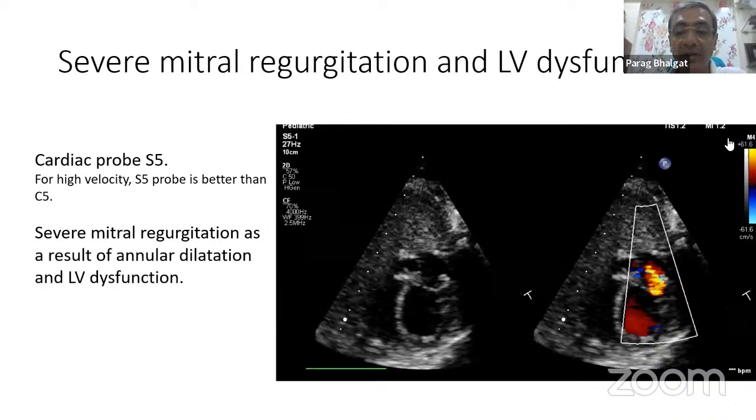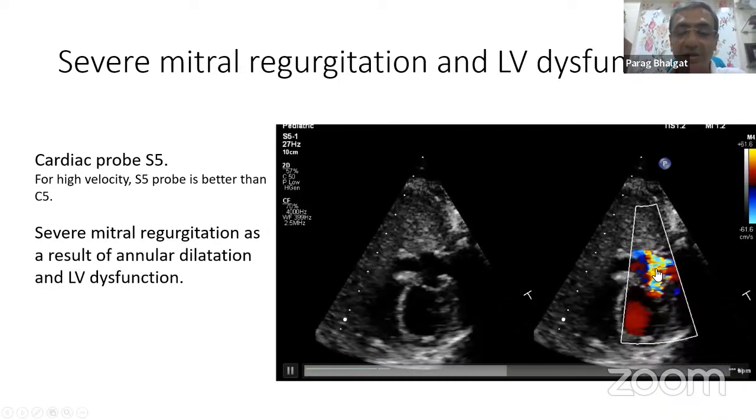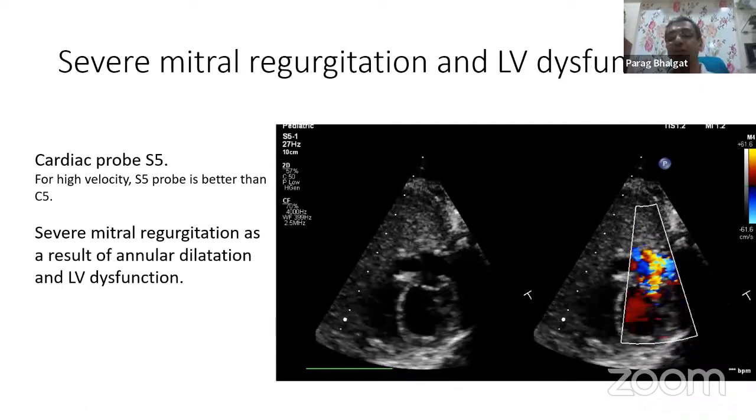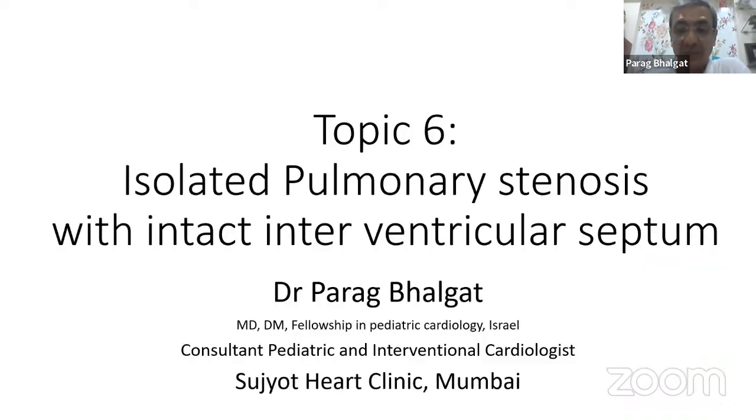This is a color Doppler. Appreciate the severe mitral regurgitation. This is the mitral regurgitation. Yet this is again with the S5 cardiac probe, not with the C5 probe. LV dysfunction. Now, this is how aortic stenosis looks.